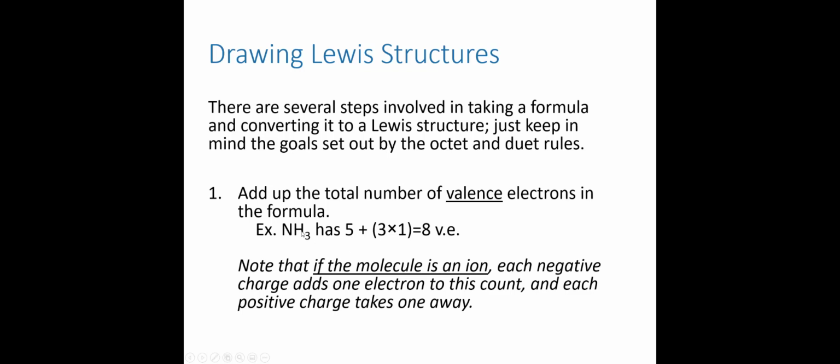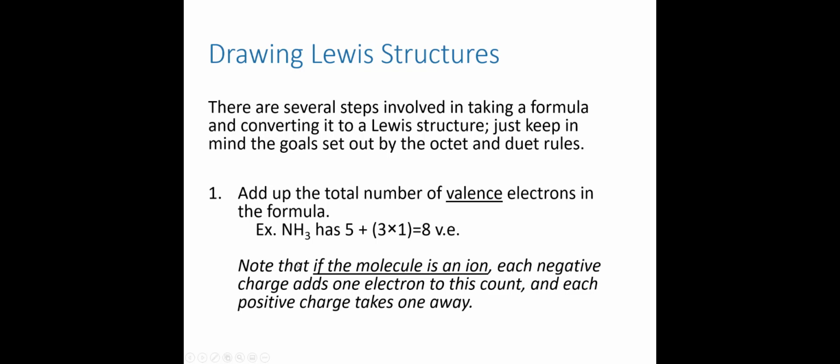Hydrogen is in group 1A, so it has 1 valence electron. But there are 3 of them. So we need 3 times 1, which I put over here. So 5 plus 3 times 1 is 5 plus 3 is 8. So there are 8 valence electrons in ammonia, NH3. Notice I'm not counting any of nitrogen's electrons that are not valence electrons, so only valence electrons.